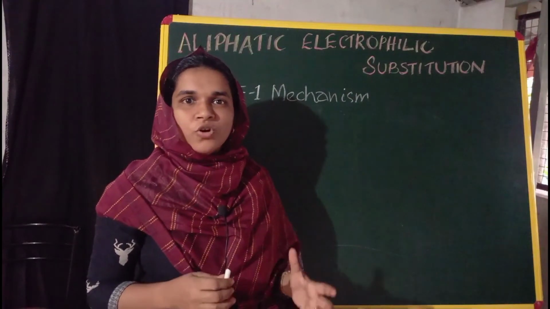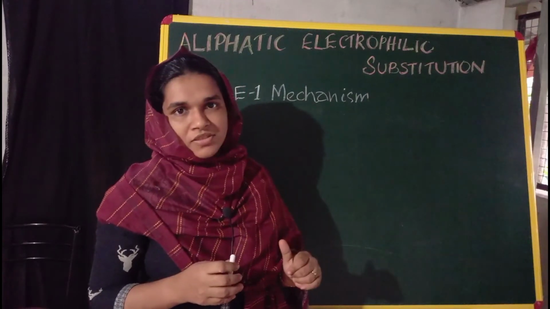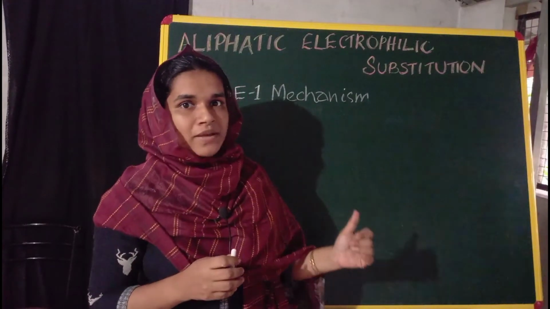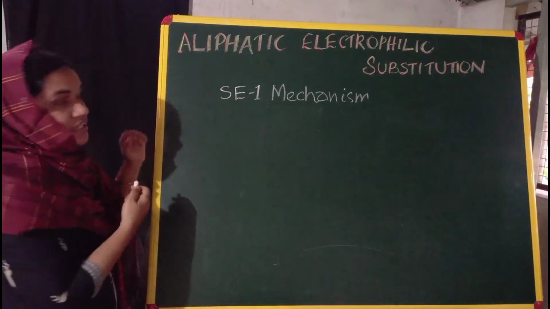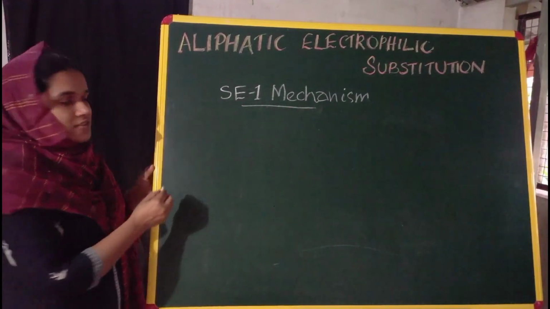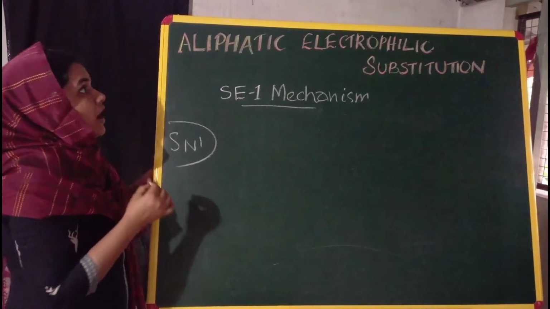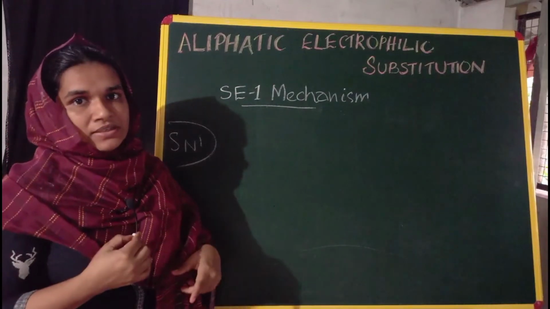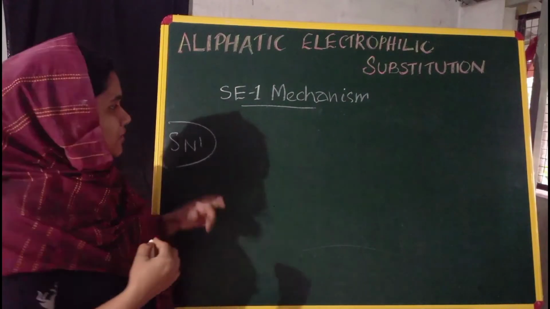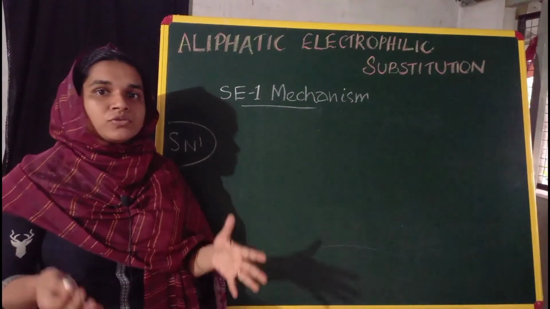In this video, we are going to see electrophilic aliphatic substitution and one of its mechanisms, that is the SE1 mechanism. This SE1 mechanism is analogous to the SN1 mechanism of aliphatic nucleophilic substitution reaction. Okay, so we know that the SN1 mechanism has two steps.